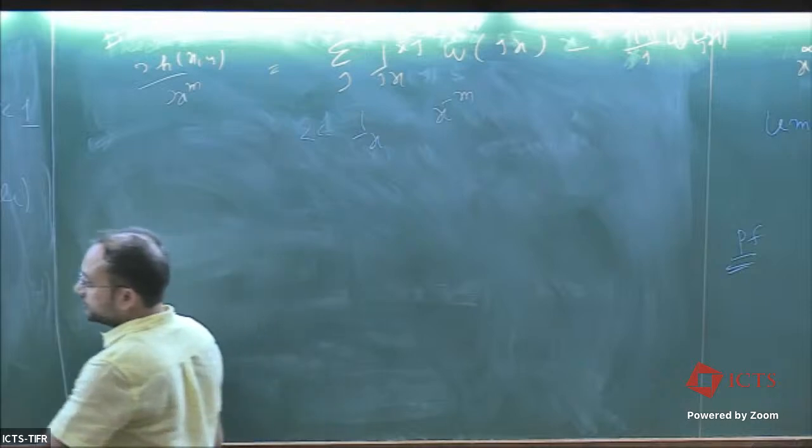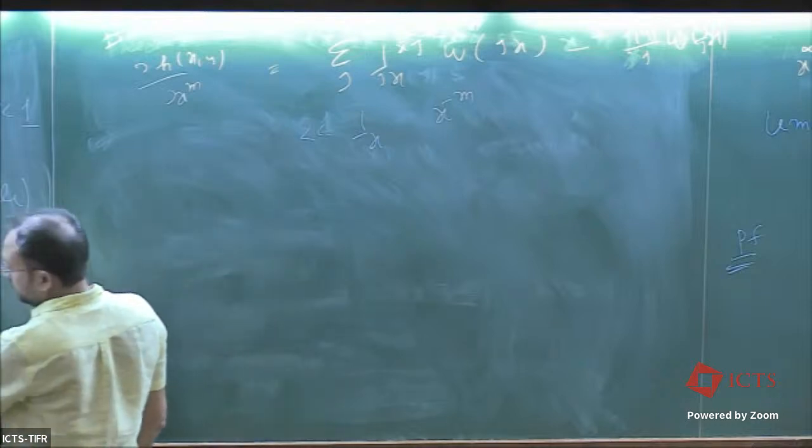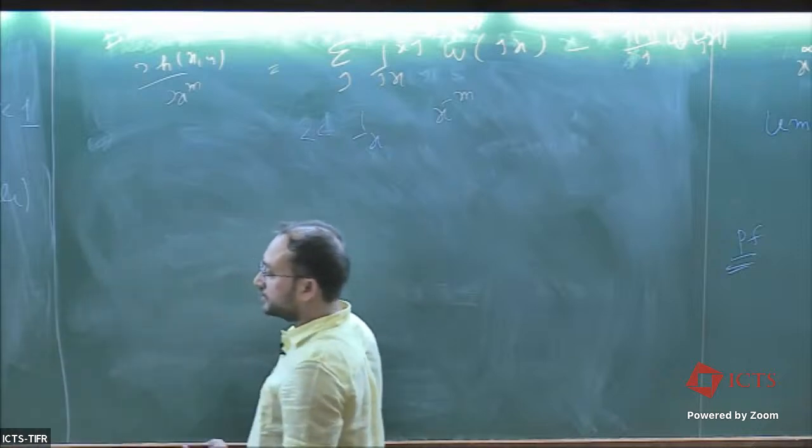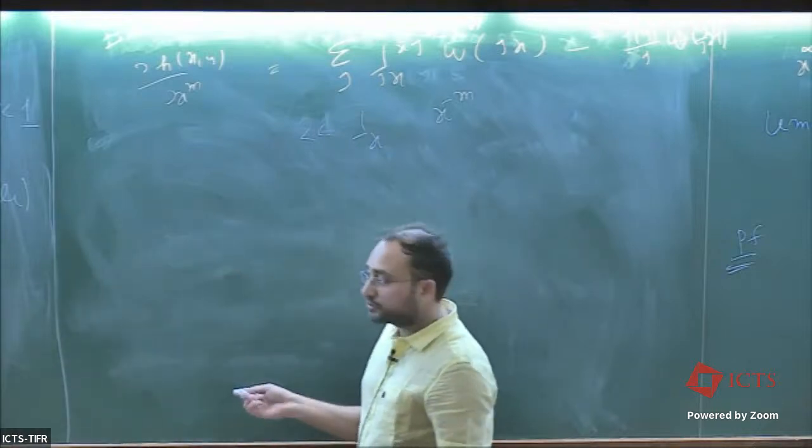Similarly, if you differentiate with respect to y, this will be vanishing. So you will be getting a power of x in the denominator for every differentiation. That's why you will get x to the power minus n if you differentiate with respect to y.